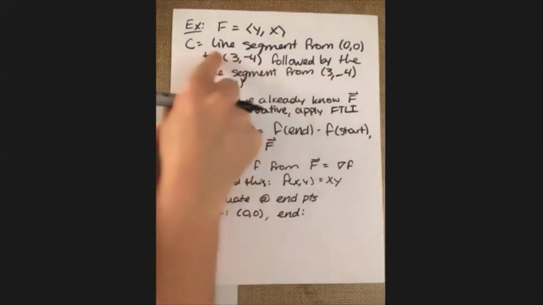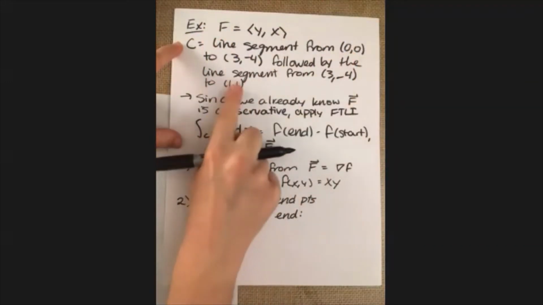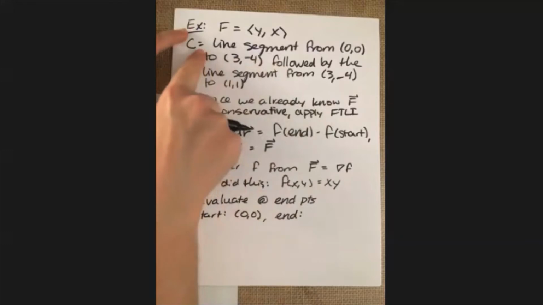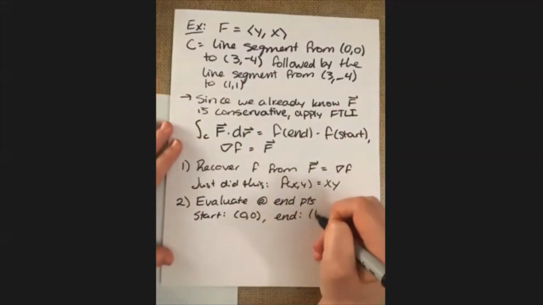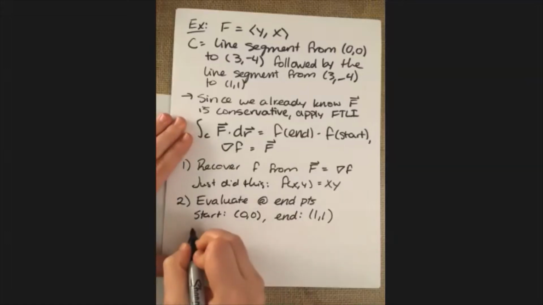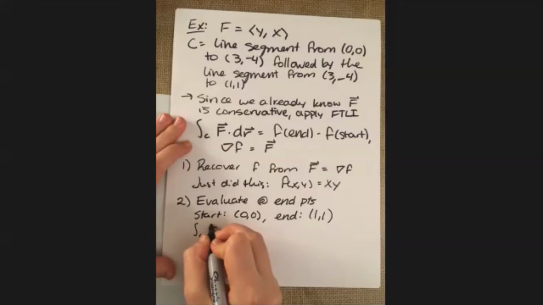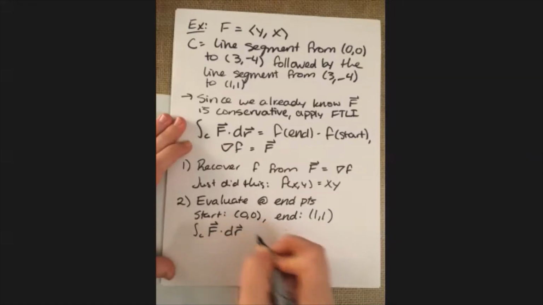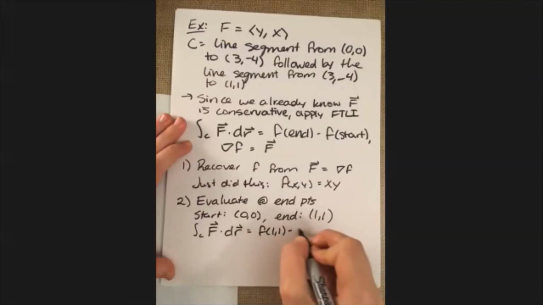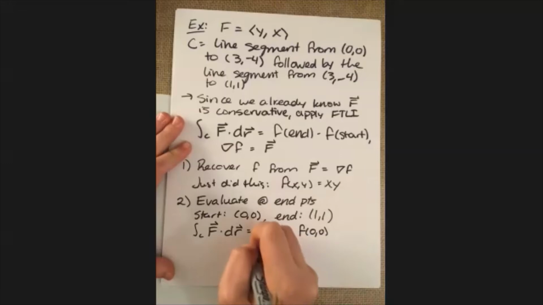We don't care about this 3, negative 4 at all, because the main point of this is that the curve started at 0, 0, and it ended at 1, 1. So we actually can skip that whole middle step right there, and we just say we end at 1, 1. So we have the integral over c of f dot dr equal to our potential function evaluated at 1, 1 minus our potential function evaluated at 0, 0. Well, we've already done that. That was just equal to 1.